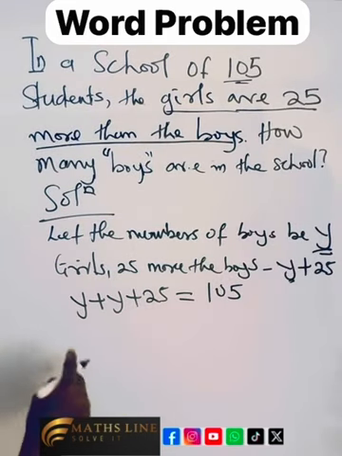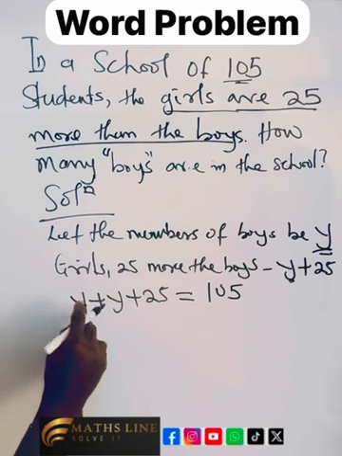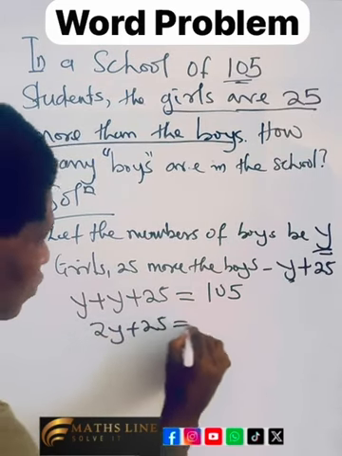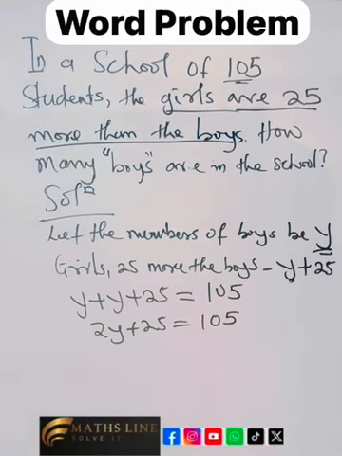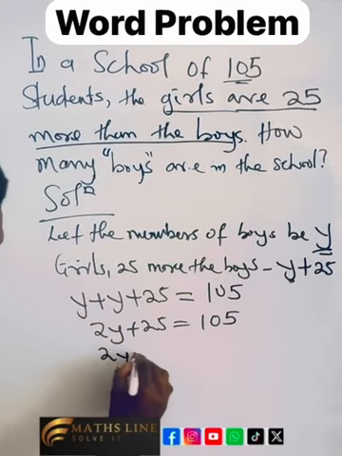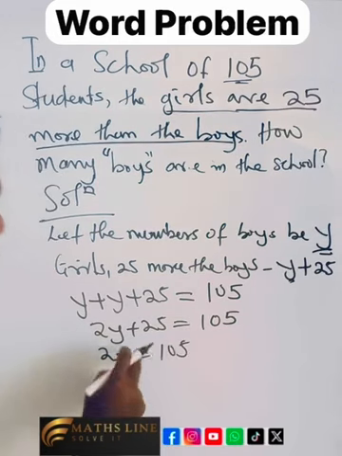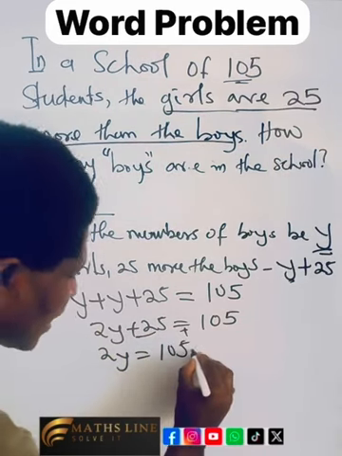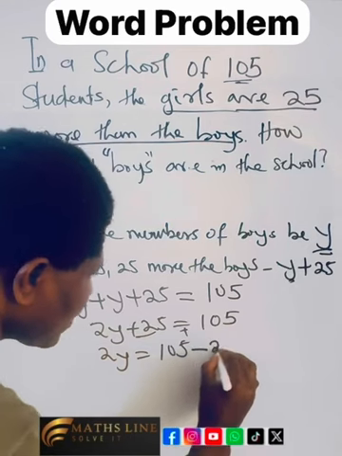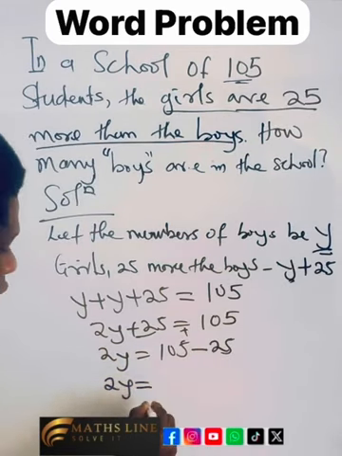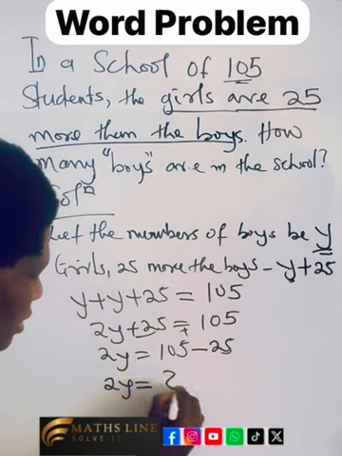So the next thing to do is that we move further. We can say y plus y is 2y plus 25 is equals to 105. Now further, we can say that 2y is equals to 105. Now when this plus 25 crosses the sign of equals to, it becomes minus. We can say 105 minus 25. Now 2y is equals to 105 minus 25 will give us 80.